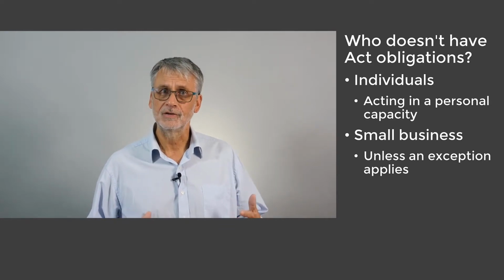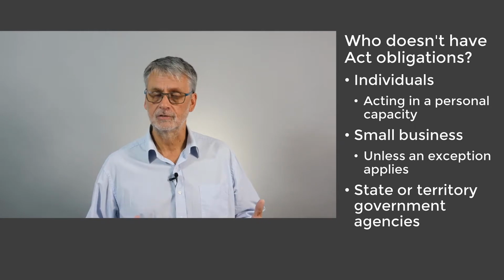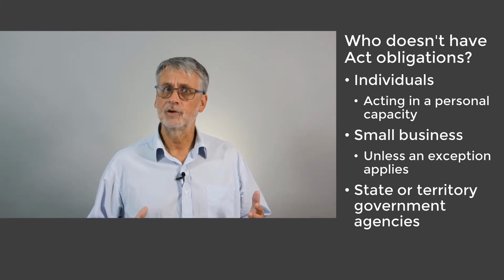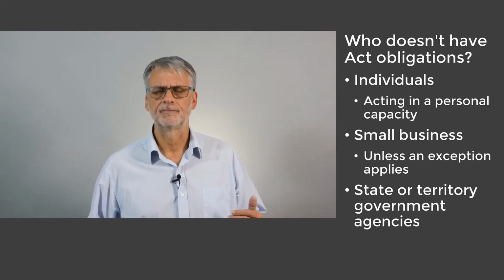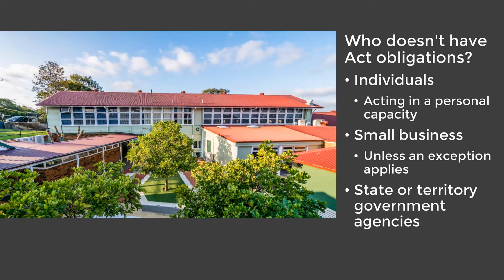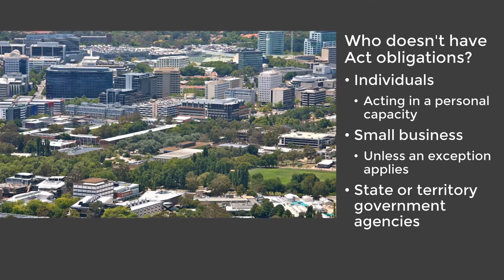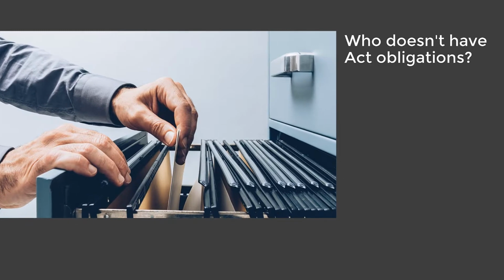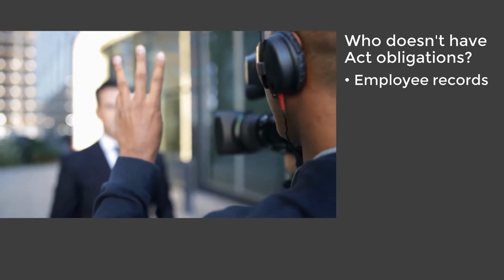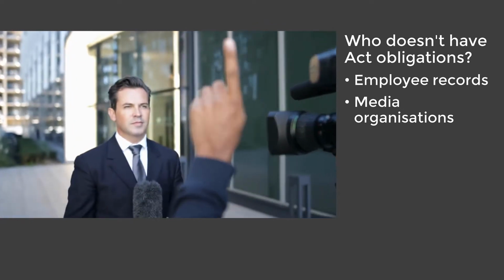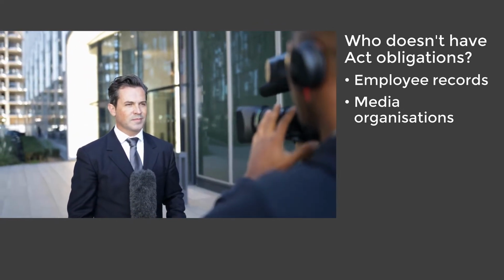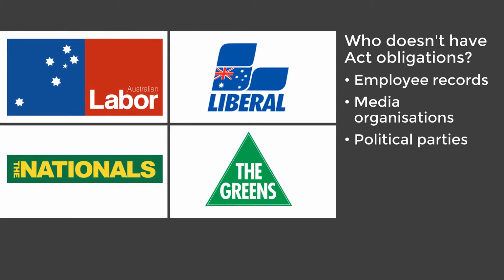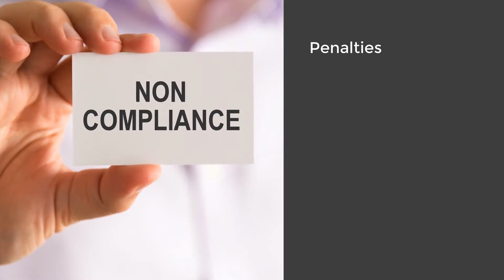Other organisations not covered include state or territory government agencies. For example, public hospitals and healthcare facilities, though state or territory privacy legislation likely applies. Public schools and public universities, but not the Australian National University, ANU. In some circumstances, the handling of current and former employee records. Media organisations acting in relation to journalism, though the organisation must commit to observing published privacy standards, and registered political parties and political representatives.